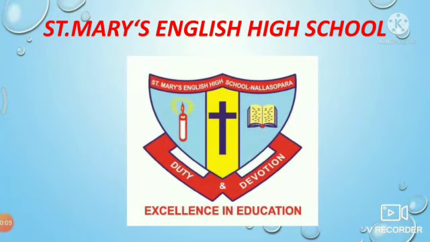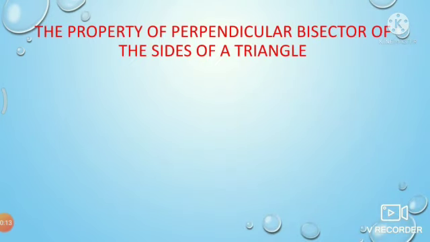In the previous lecture we studied the properties of the angle bisector of a triangle. So today we are going to study the property of the perpendicular bisector of the sides of a triangle.